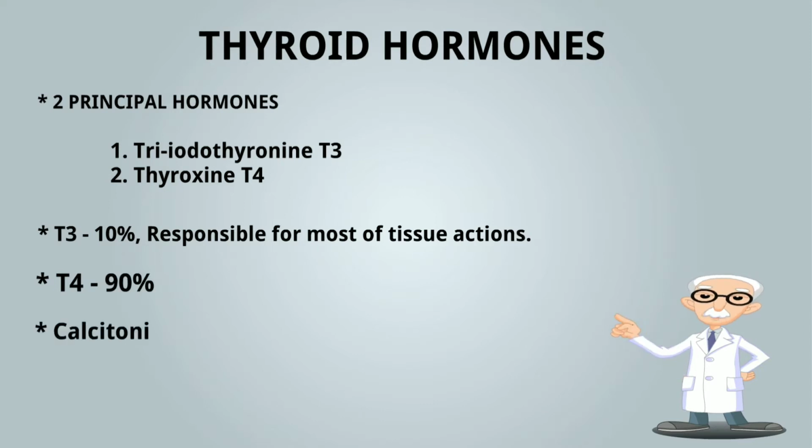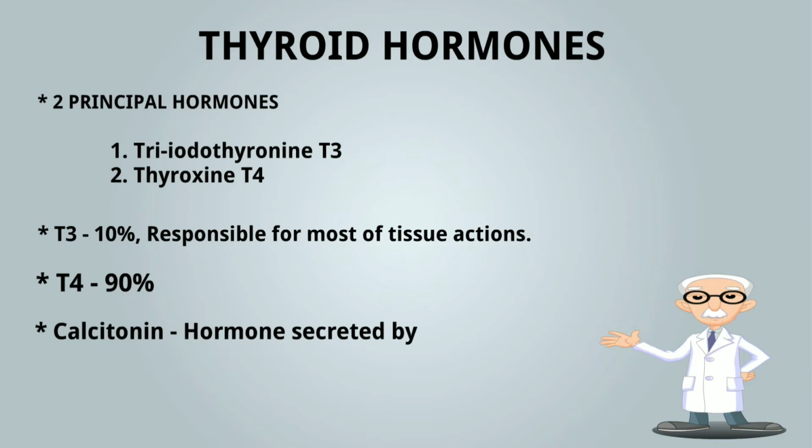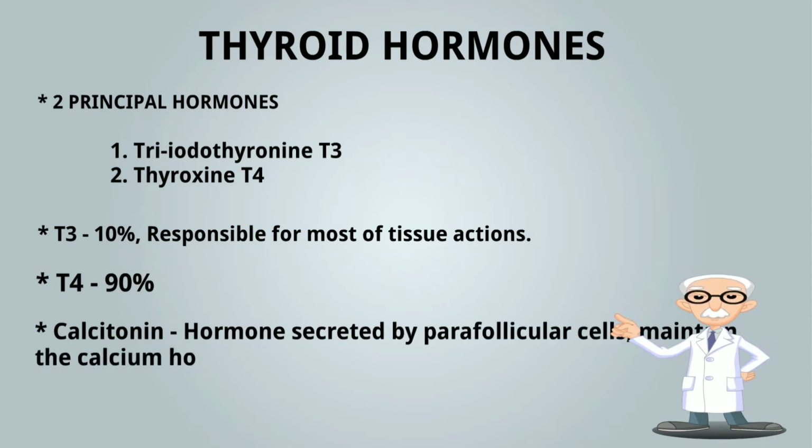The other one is calcitonin, a hormone secreted by parafollicular cells. It helps to maintain calcium homeostasis.